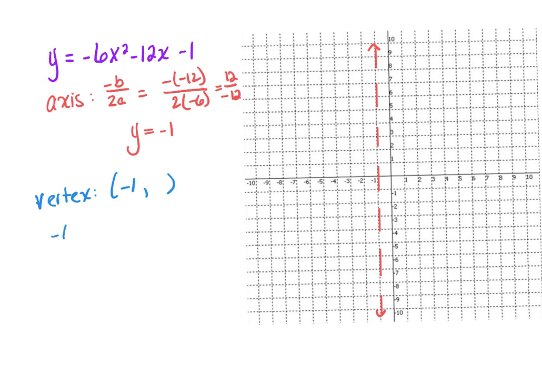To find the y value, we literally just plug that in to my equation. So I have negative 1 squared, which is positive 1 times negative 6, negative 12 times negative 1, and then minus 1. So I have negative 6 plus 12 is positive 6, minus 1 is 5. So I go negative 1.